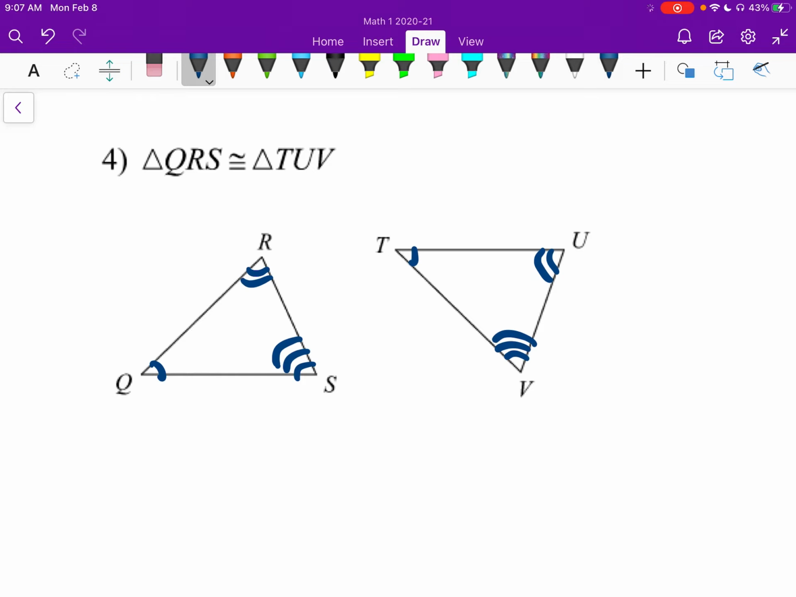All right. Now, let's do our sides. We have QR and TU. Then we have RS and UV. Lastly, we have SQ, which is the last side, and VT, which is the last side.